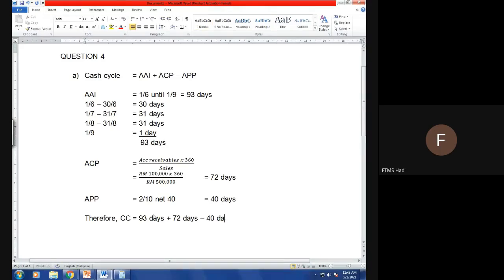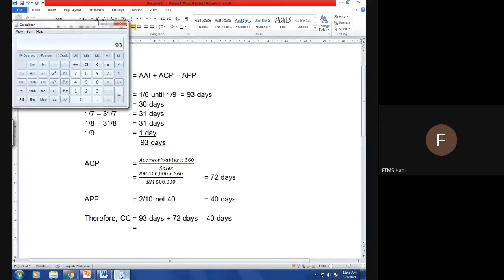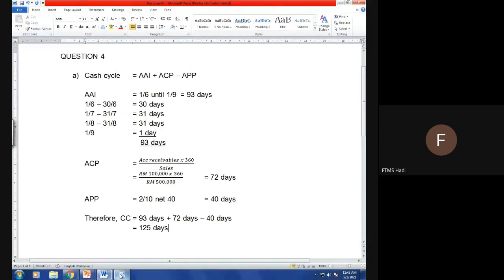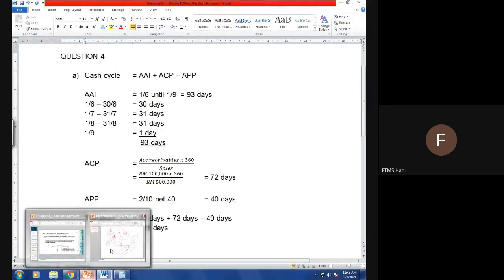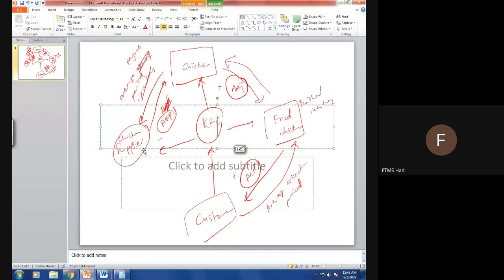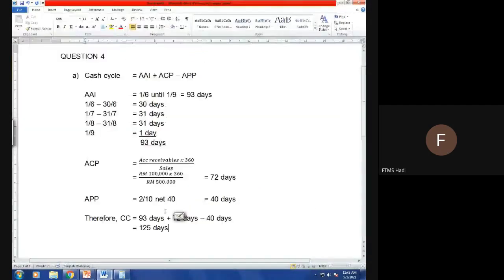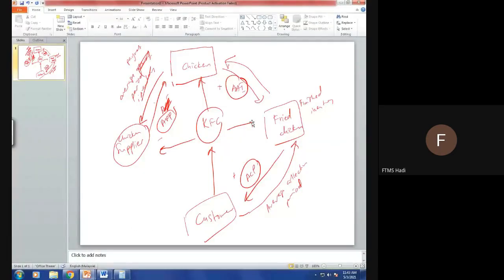So the answer will be 93 plus 72 minus 40, which is 125 days. That means if you go back to this one, the process from here until here will take 125 days for the whole process. I repeat again: the whole process of 125 days, from supplier until customer, and then from customer until the company.